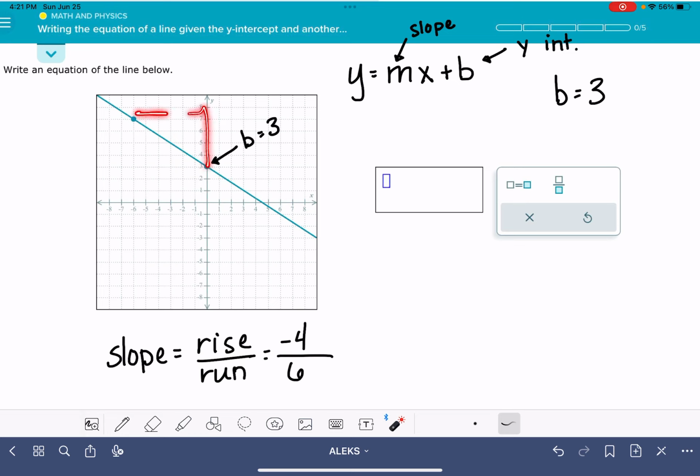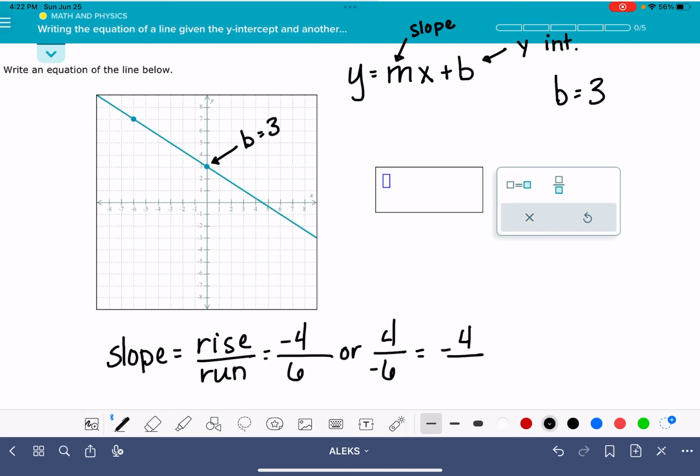So if we had done this slope determination starting at this point and going in this direction, our rise would be 1, 2, 3, 4. It would be a positive 4. And our run would be negative 1, 2, 3, 4, 5, 6, because we're moving from the right side to the left side. So you can see no matter which way you go when you're determining the slope, you're going to get the same number either way, which is just -4/6.